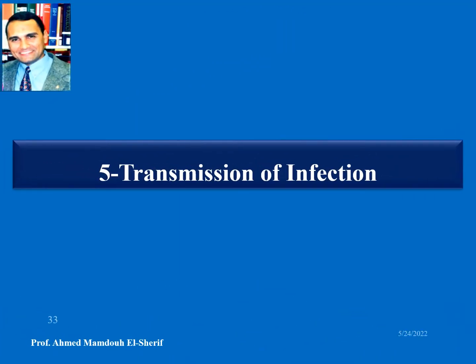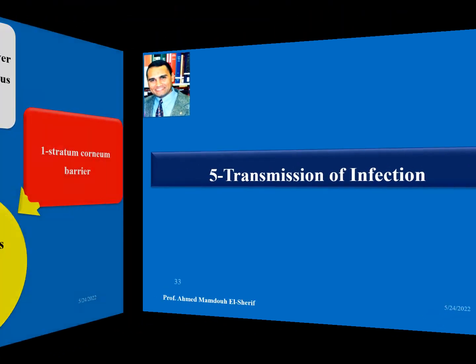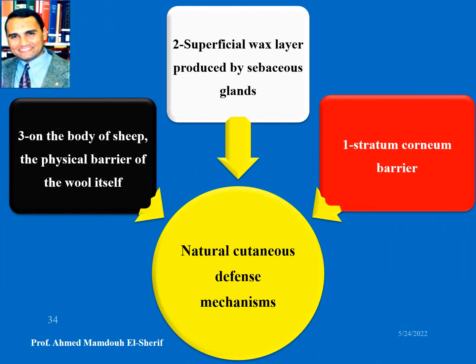Transmission of infection. Natural cutaneous defense mechanisms. Number 1, stratum corneum barrier. Number 2, superficial wax layer produced by sebaceous glands. Number 3, on the body of sheep, the physical barrier of the wool itself.